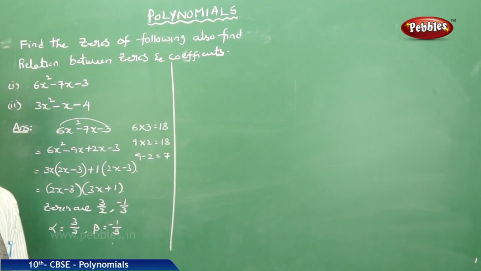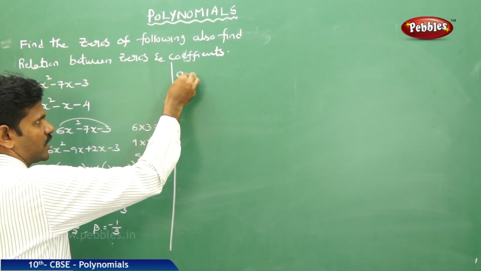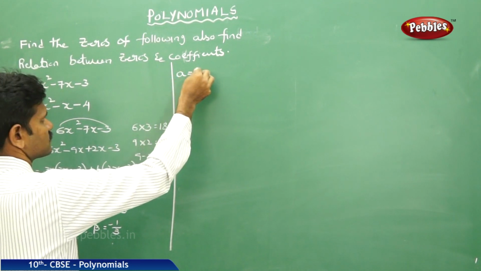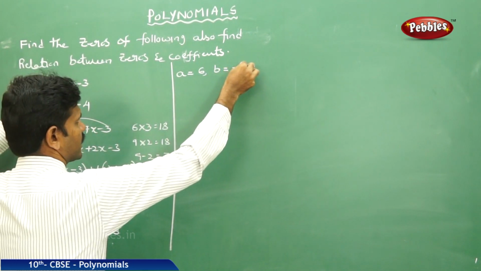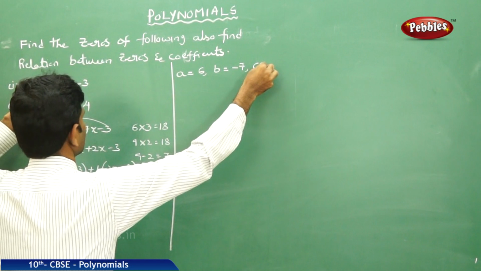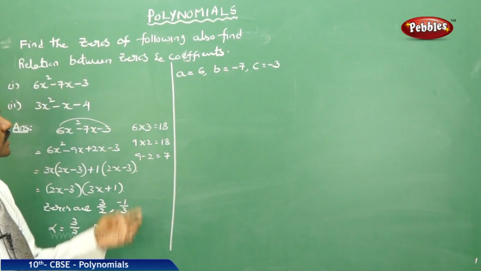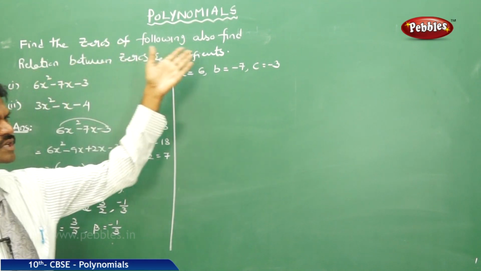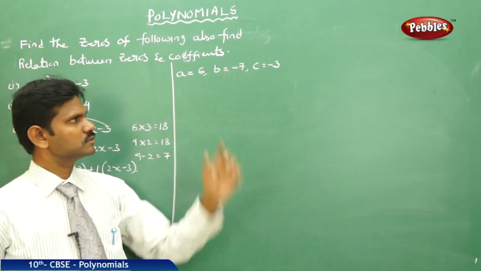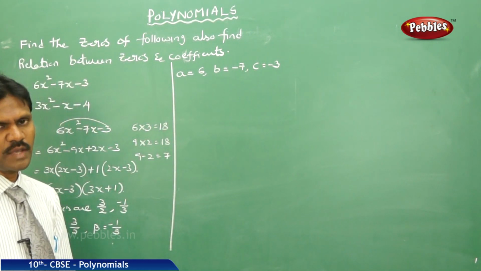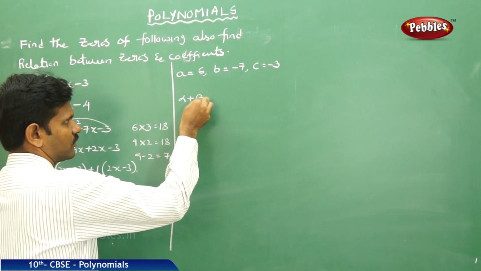Come to the next point. Please note down the values of a, b, c. a, the coefficient of x square, is 6. b, the coefficient of x, is 7. c, the constant, is minus 3. Here the question is the relation between zeros and the coefficients. I know the zeros, alpha and beta. I know the coefficients, a, b, c.